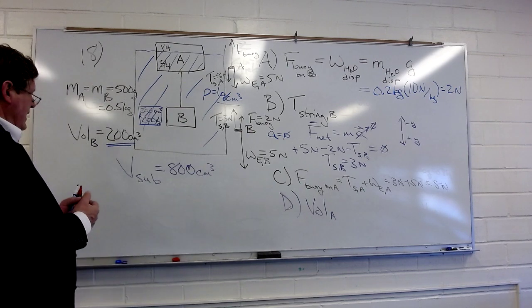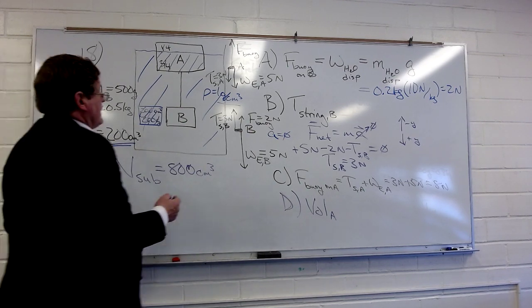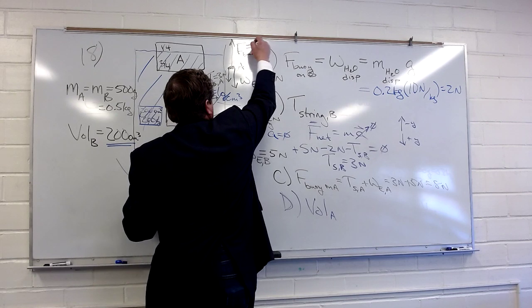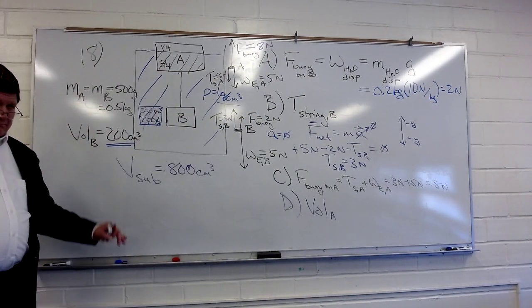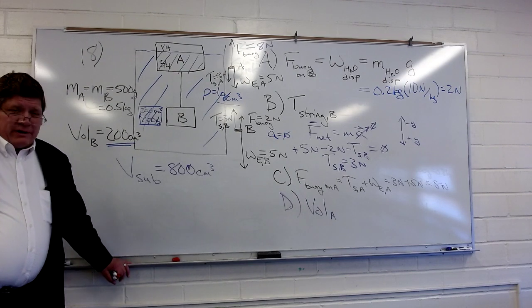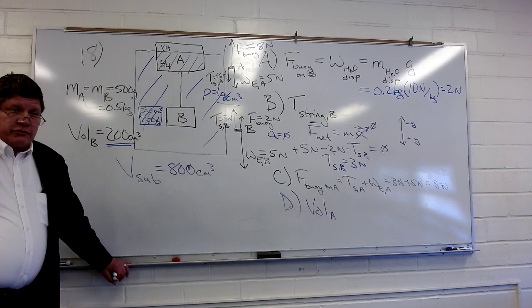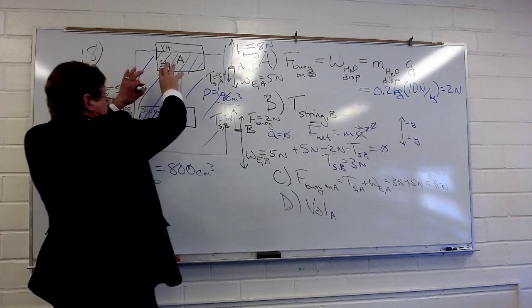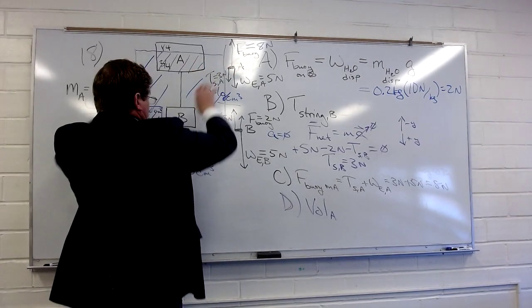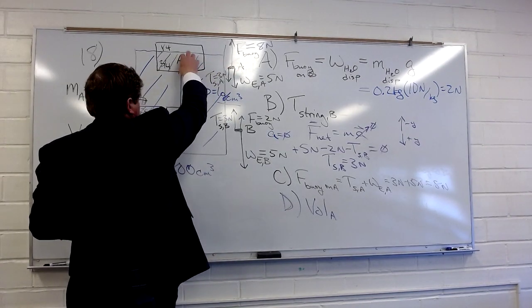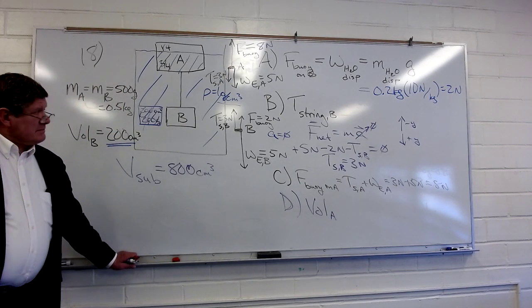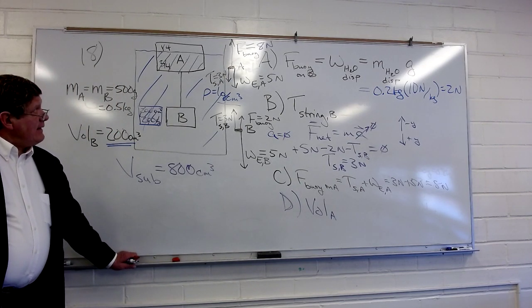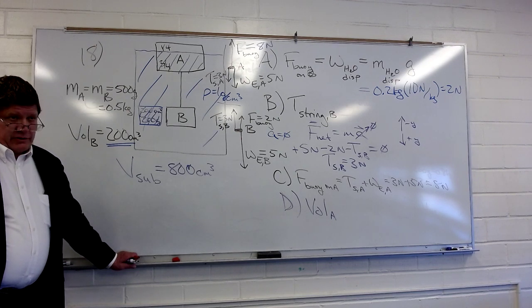Well, how did you get that, Greg? Well, I know that the buoyant force on A is 8 newtons. Well, that buoyant force is equal to the weight of the fluid displaced by A, the part of the water that's pushed out by the submerged part of block A. Well, that buoyant force is equal to 8 newtons.